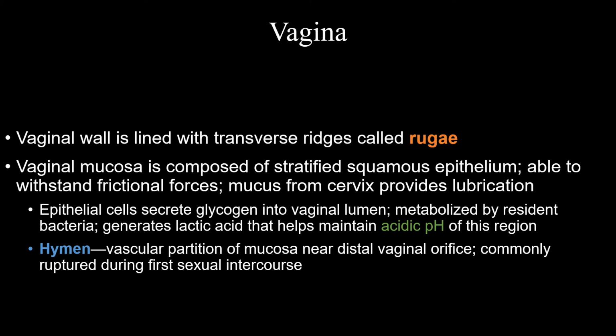Now, in most women, the mucosa near the distal vaginal orifice forms an incomplete partition that is often referred to as the hymen. And the hymen is very vascular and can bleed when it ruptures. And it happens in about 50% of women during their first experience with sexual intercourse. But that's not the only cause. It can also very commonly rupture during sports activities, horseback riding, anything that may jostle the pelvis can rupture the hymen.